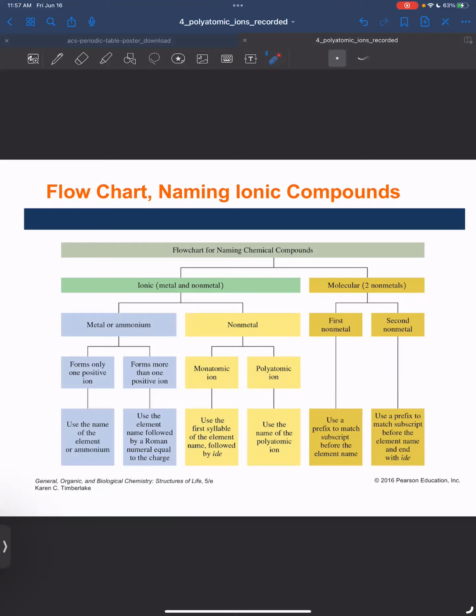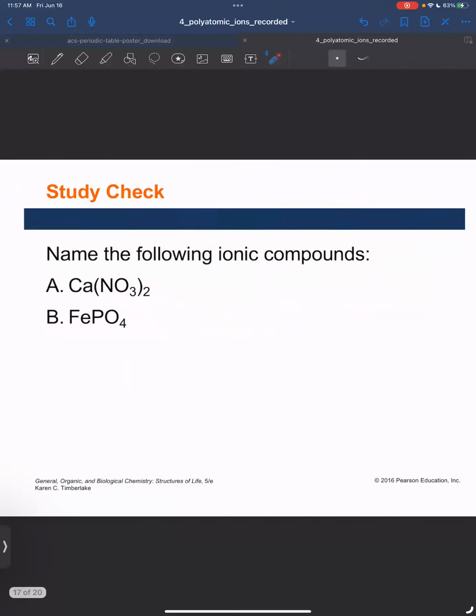And we'll discuss more about molecular, binary compounds in a later video. So go ahead, pause the video, try naming the following ionic compounds, and then check your work with me when you're done.